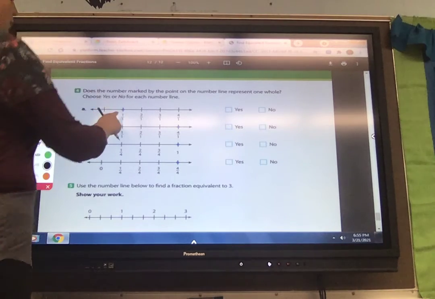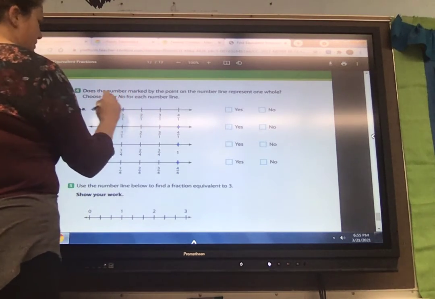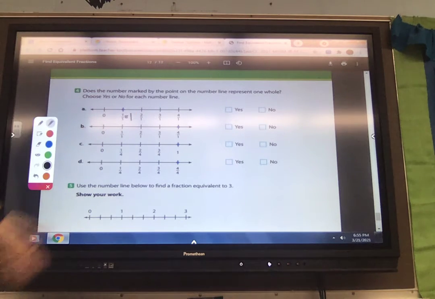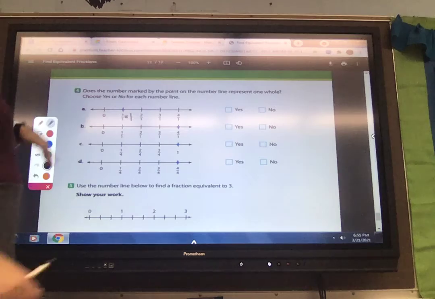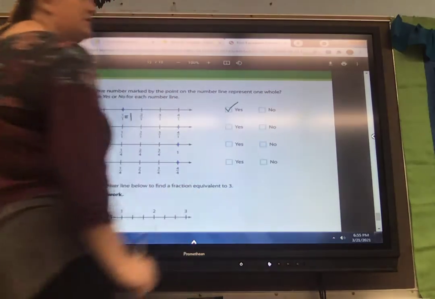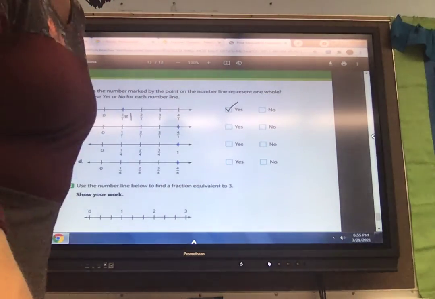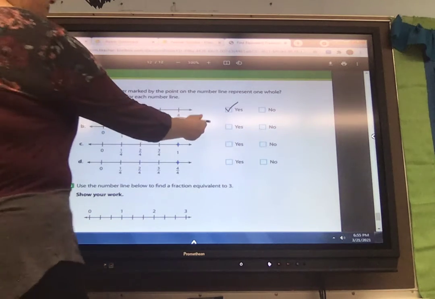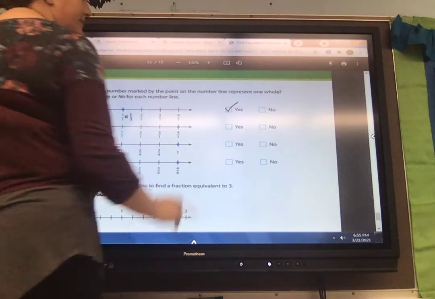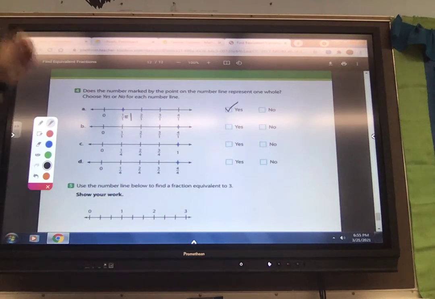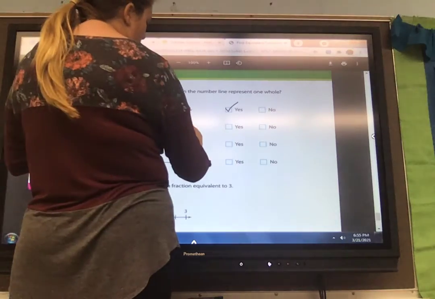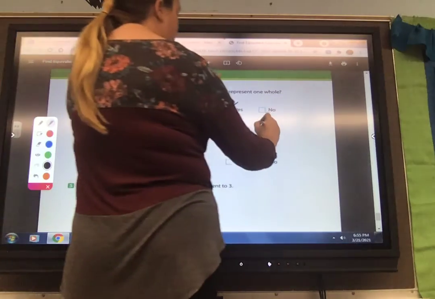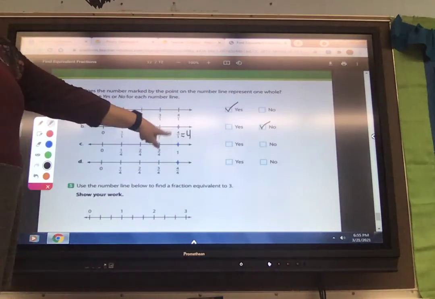All right. Is 1/1 the same as one whole? Yes. The numerator and the denominator have to match to be equal to a whole number 1. Okay. B has 4/1. Does that represent one whole? No. 4/1 would represent 4 wholes. The numerator and the denominator do not match.